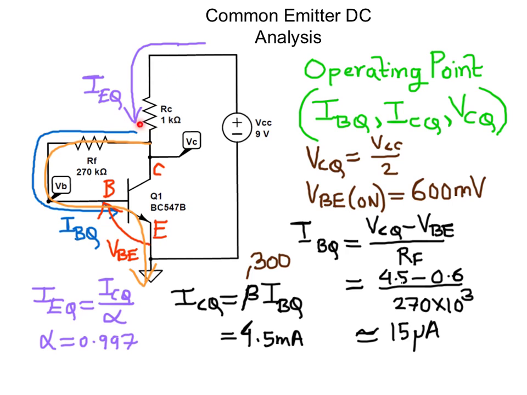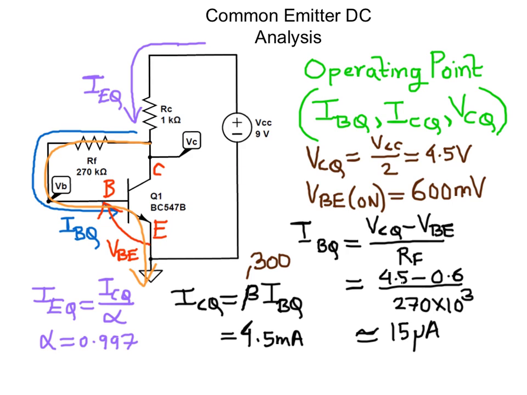As this current is very close to 4.5 milliamp, and 4.5 milliamp flowing through a 1 kilo ohm load resistance would result in a voltage drop of 4.5 volt. So the voltage at the collector node would be 4.5 volt, which is exactly what we want. So this would result in VCQ equal to 4.5 volt. By calculating the values of the quiescent base current, the quiescent collector current, and the quiescent collector voltage, we have determined the operating point of the circuit.